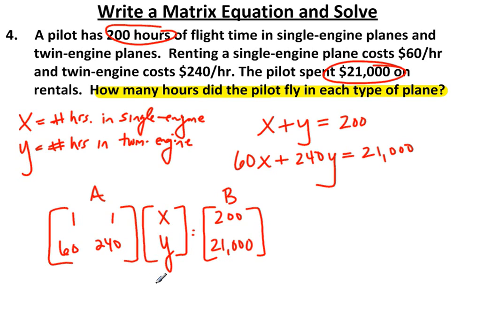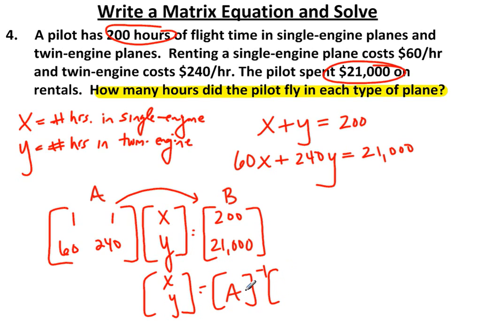So once you have those typed in, again, I'm just going to show you the work of how we get the unknowns by itself. I'm going to move the matrix A over by using its inverse. And again, it is key that the inverse goes on the left-hand side. If you put it on the right-hand side, you will not get the correct answer.